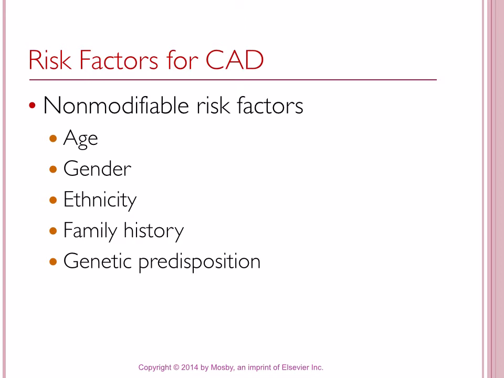And what is the most special thing about this slide? The special thing about the slide is these are the factors about which we cannot do anything. These are non-modifiable risk factors: age, gender, ethnicity, family history, and genetic inheritance.